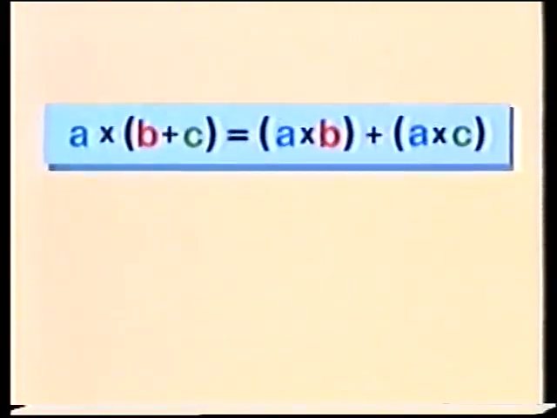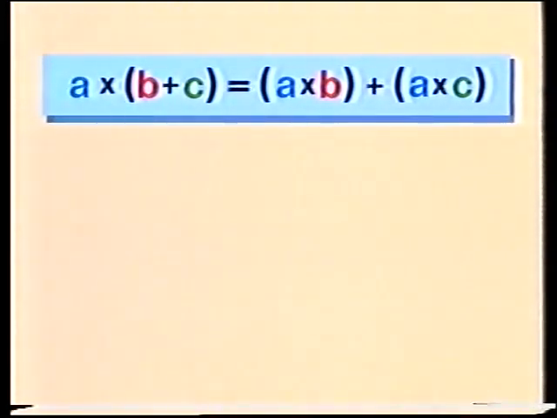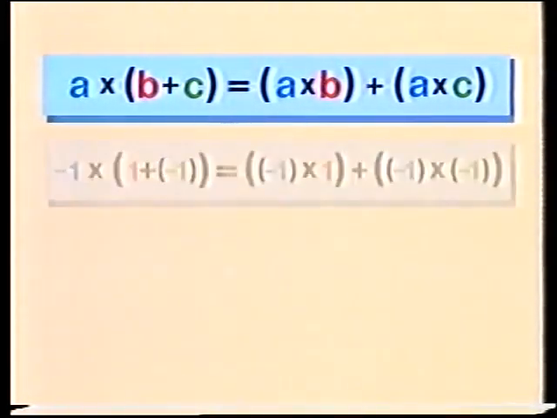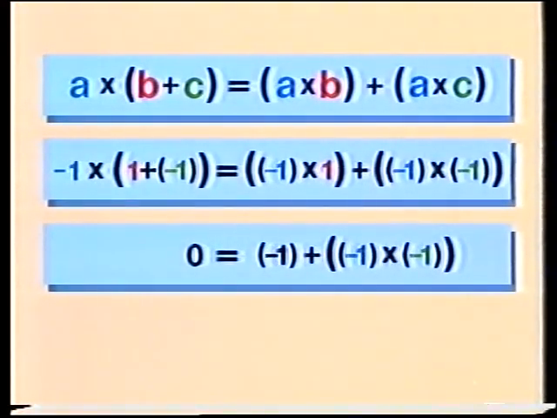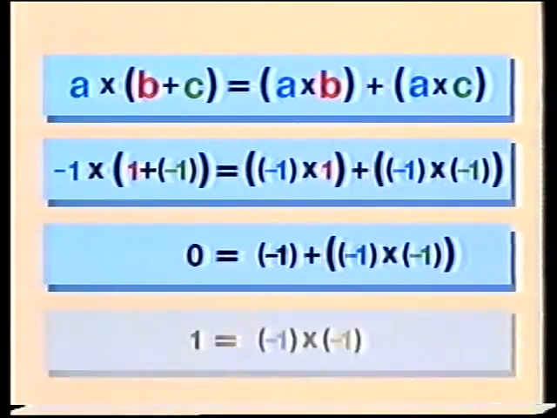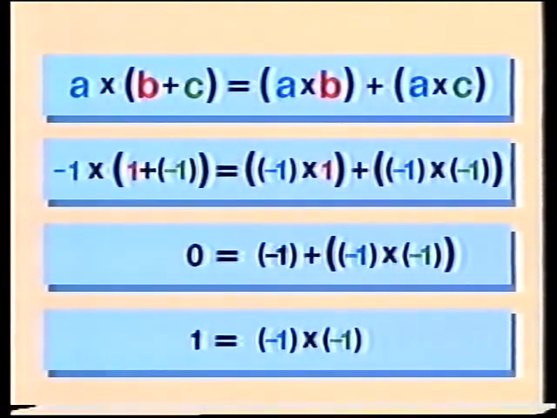Suppose we want this to hold for all integers, positive and negative. Here's the distributive law. If we substitute -1 for a, 1 for b, and -1 for c, and then apply the law, we get this. Now the left-hand side is just 0. And the right-hand side is -1 plus -1 times -1. Adding 1 to both sides gives 1 equal to -1 times -1. So, if the distributive law is to hold for all integers, the last line must be true.